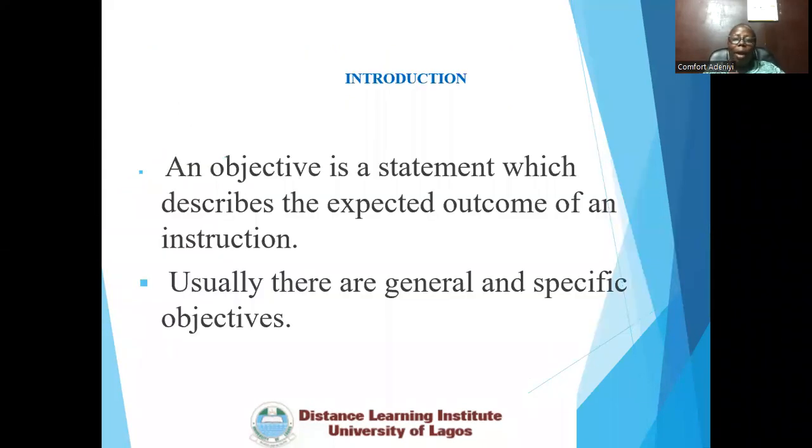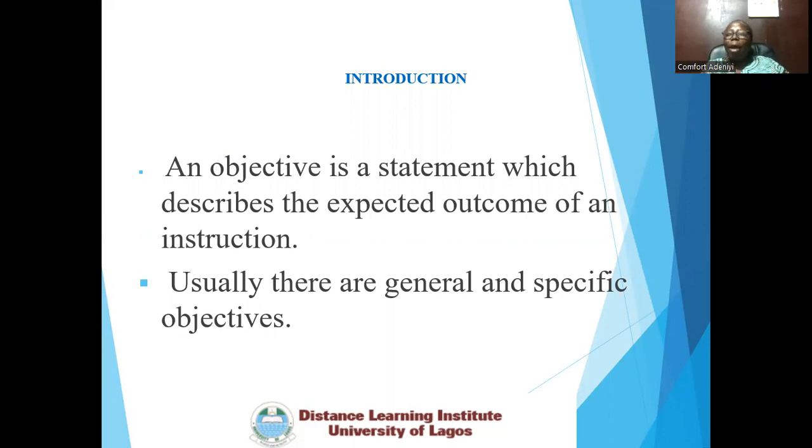Before we move on, now let's consider what an objective is. An objective is a statement which describes the expected outcome of an instruction. That is a statement put down to describe what the teacher wants to achieve at the end of teaching or at the end of a particular program. Let's liken an objective to an agenda of a meeting. If somebody wants to organize a meeting, definitely such a person will draw an agenda of what he or she wants to achieve at the end of the meeting.